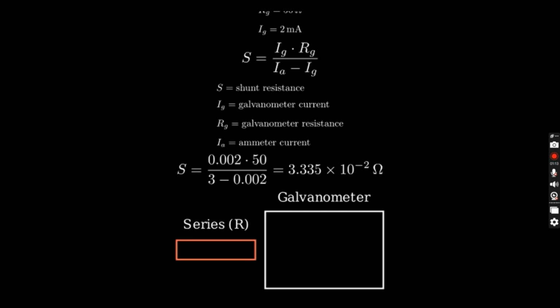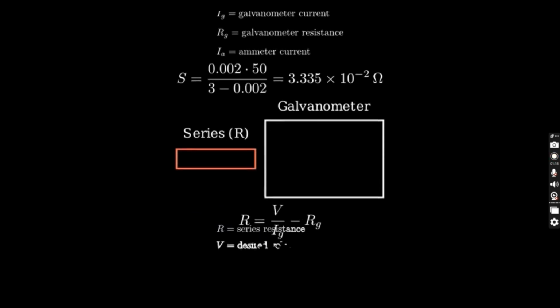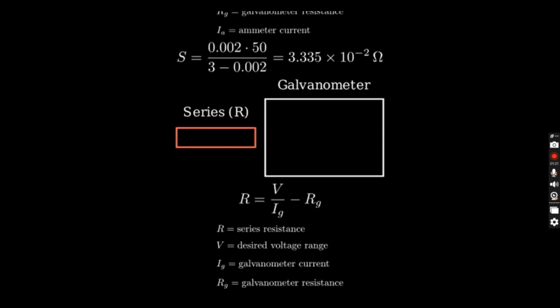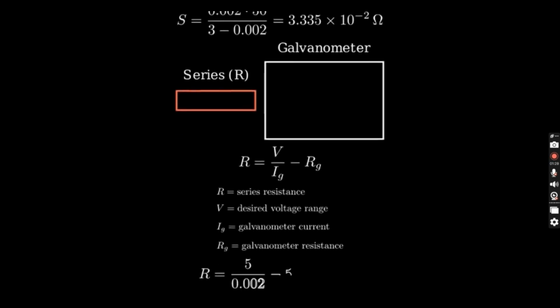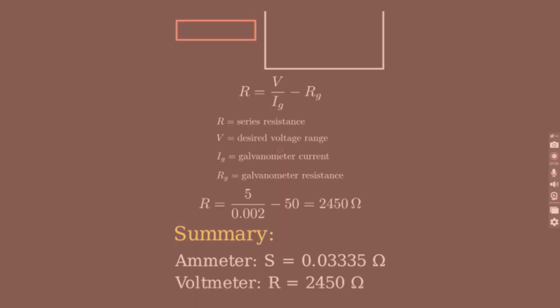The formula for calculating the series resistance is R equals V divided by Ig minus Rg, where R is the series resistance, V is the desired voltage range, Ig is the galvanometer current, and Rg is the galvanometer resistance. Let's plug in our values. 5 volts divided by 2 milliamps minus 50 ohms. This gives us 2,450 ohms. In summary, to convert our galvanometer, for an ammeter, we need a shunt resistor of 0.03335 ohms. For a voltmeter, we need a series resistor of 2,450 ohms.